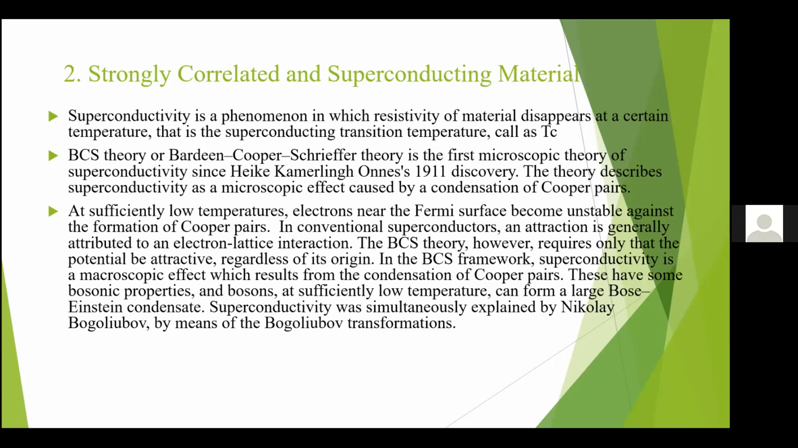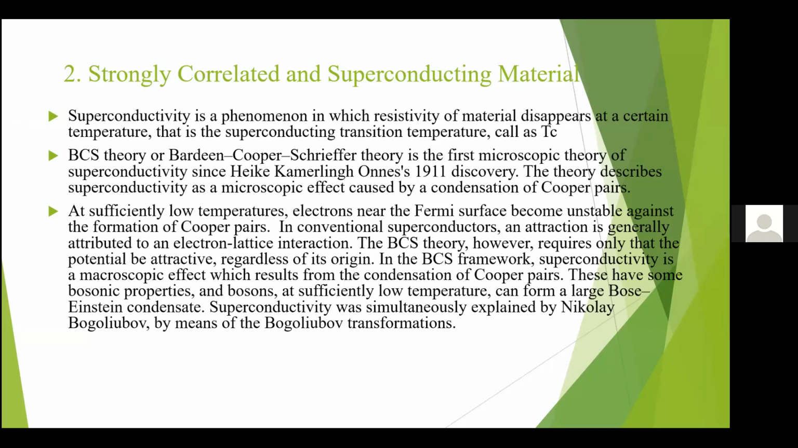In conventional superconductors, the attraction is generally attributed to electron-phonon interaction. The BCS theory, however, requires only that the potential be attractive, regardless of its origin. In the BCS framework, superconductivity is a bosonic property, and bosons can form a Bose-Einstein condensate. Okay, because we lost you for a while, so please continue. Yeah, thank you.